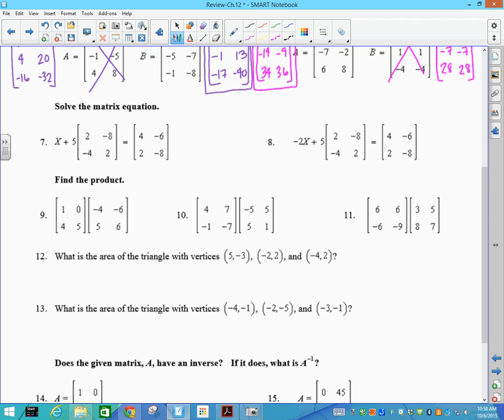Number 9, so we are multiplying. Find the product means to multiply. And when you multiply, you have to do rows by columns. Okay? And we've talked about this. This is a 2 by 2. This is a 2 by 2. These numbers have to be the same, and my answer will be whatever the outside numbers are. So my answer is going to be a 2 by 2.